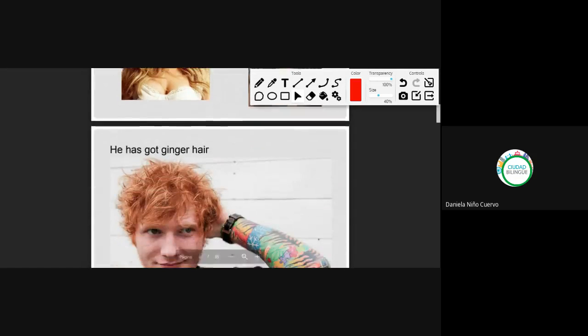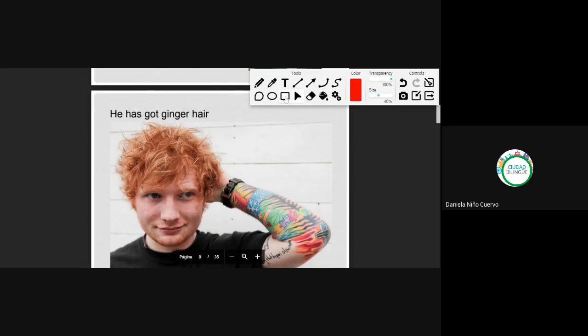We continue over here. He has got ginger hair. Ginger hair is this. Students, how do you say ginger hair in Spanish? What do you think? Despeinado, desordenado. It's more about the color. Yes, it's more about the color. Rojizo? Yes. Rojizo o anaranjado. Yes, ginger hair. He has got ginger hair, right? Well, we continue.